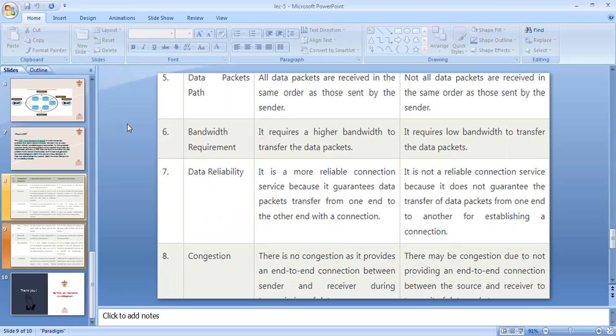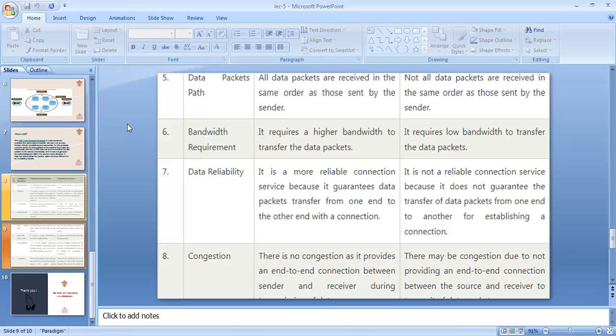And the sixth one is bandwidth required. It requires a higher bandwidth to transfer the data packets because there is a need for connection establishment. So it requires a higher bandwidth and higher frequency data cables to transfer the data from sender to destination, either in the same network or a different one. But in case of connectionless services, it does not require any higher bandwidth or frequency to transfer the data. It only assumes low bandwidth data transfer.